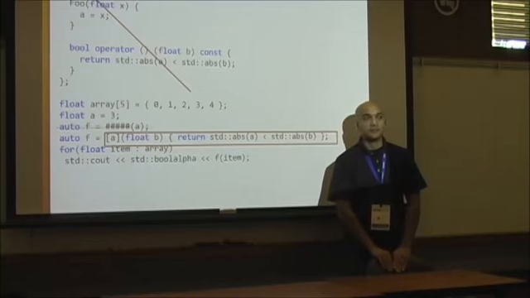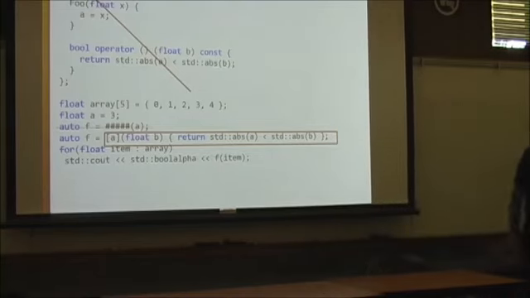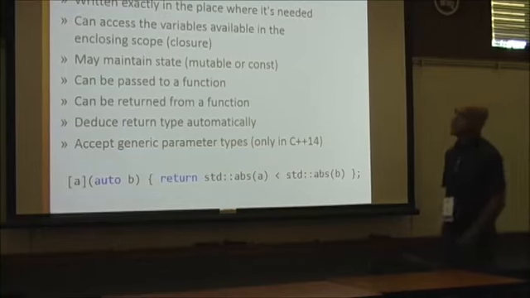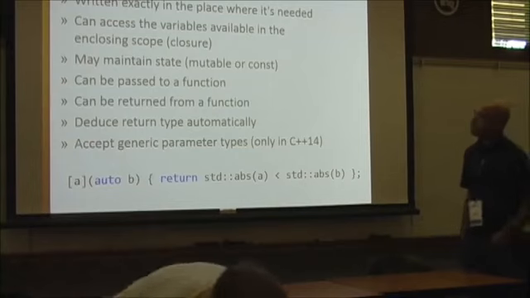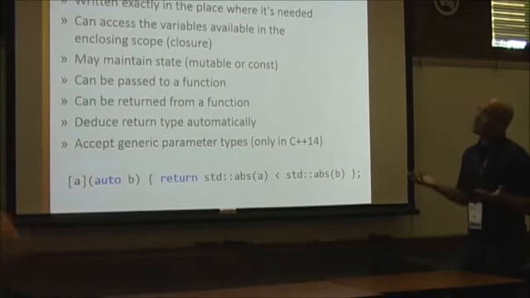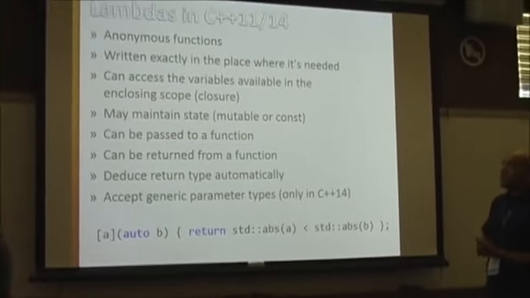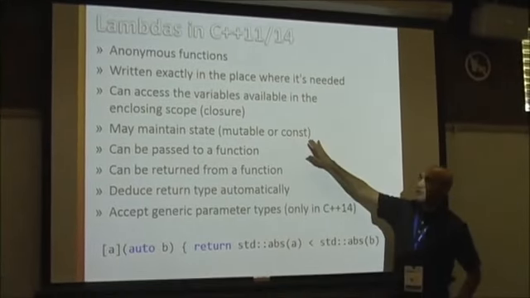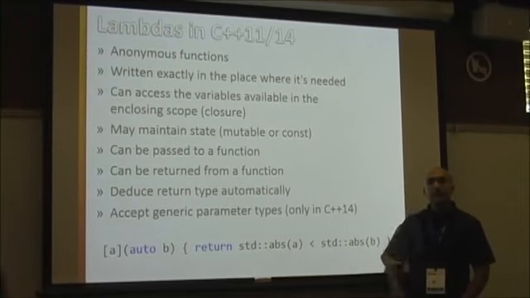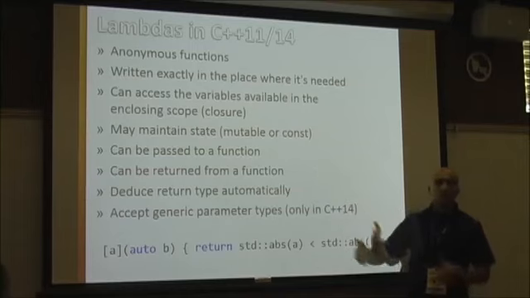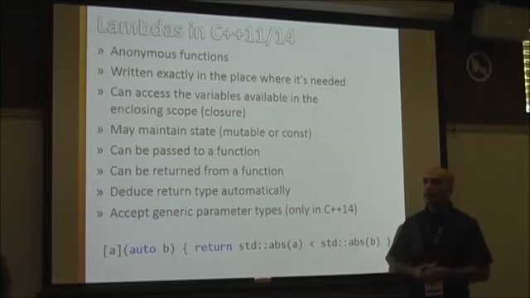Any more questions? Okay, moving on. So here we touched upon most of these things. Lambdas are anonymous functions, they don't have any name. They are written exactly in the place where they're needed. We saw that. They may maintain state, if it captures something. It can be passed to a function and can be returned from a function. So it's just like any regular object for that matter.